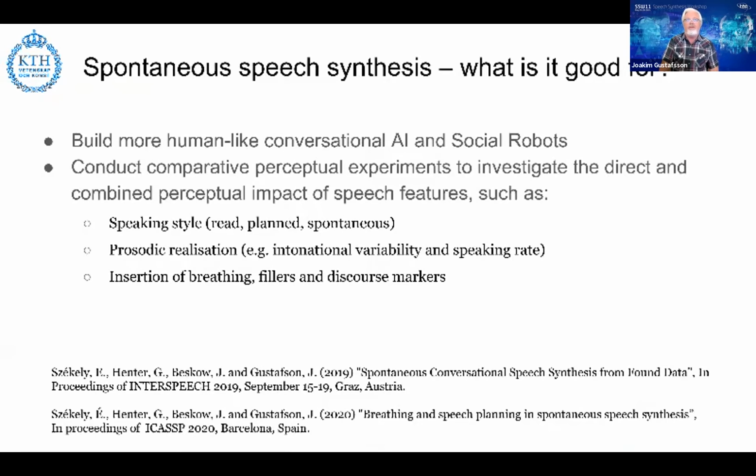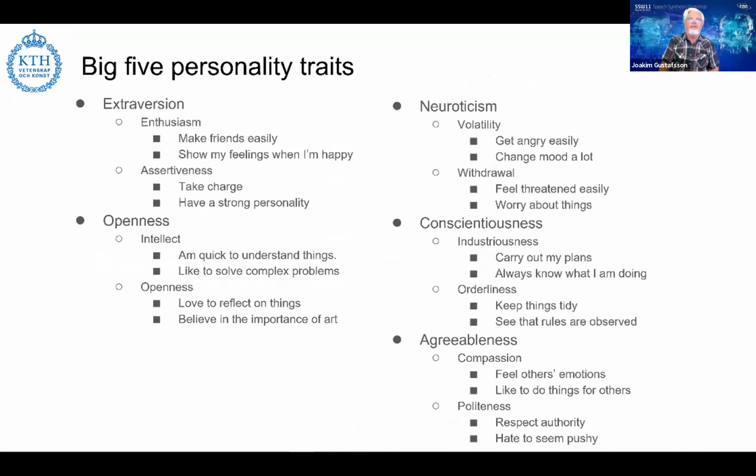But we also have several projects where we are aiming to make use of the spontaneous speech synthesizers that we have built on found data, and see if we can investigate the combined perceptual impact of features such as speaking style, the prosodic realization, and the insertion of breathing, fillers, and discourse markers. Just to recap for everybody, the personality traits we are using here are the Big 5, where we have looked at all of these apart from agreeableness: extroversion, openness, neuroticism, and conscientiousness.